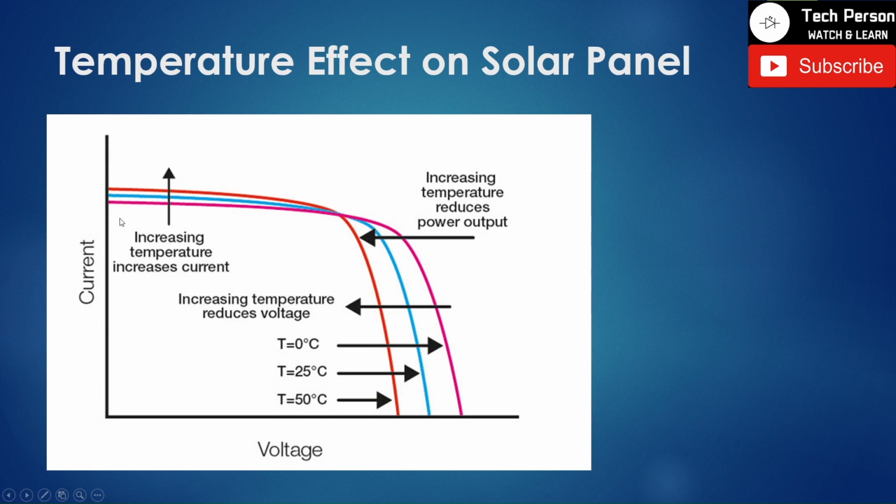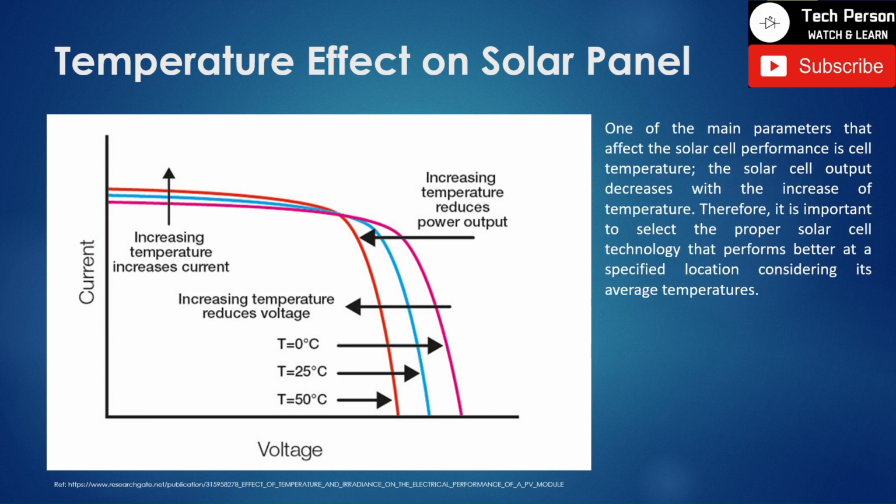And as you can see in the pink line, the current is slightly lower than the blue line, and the voltage is higher than blue and red. So the overall efficiency will be more in this case, compared to the 50 degree centigrade.